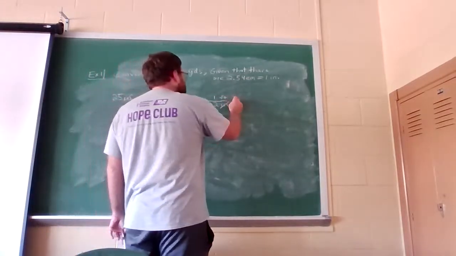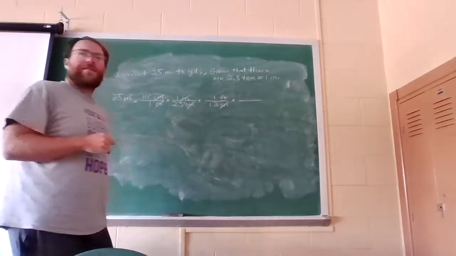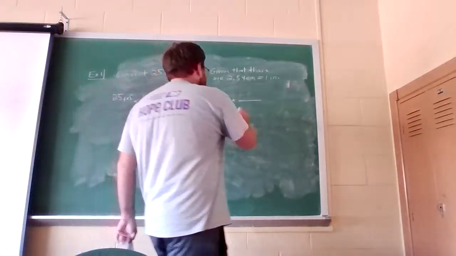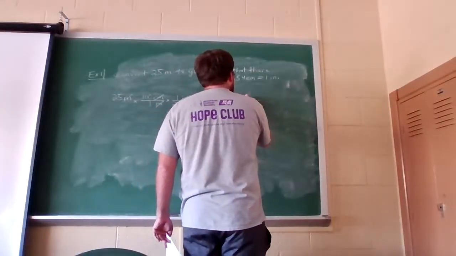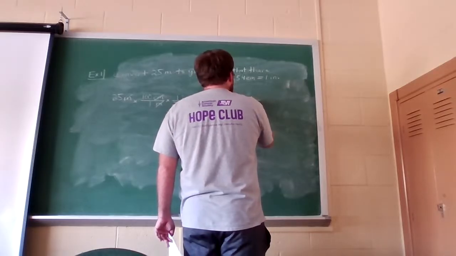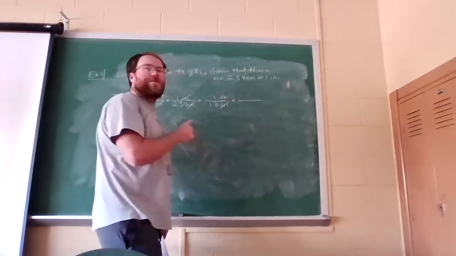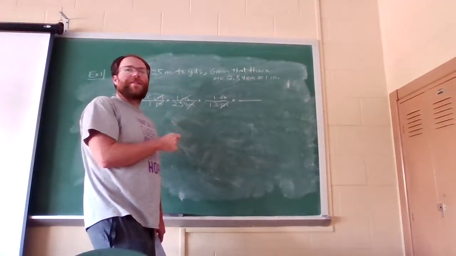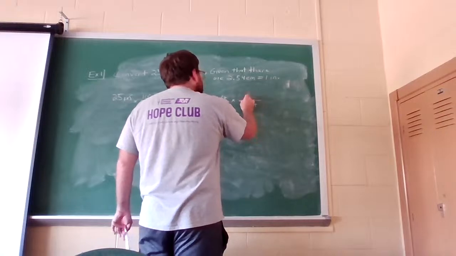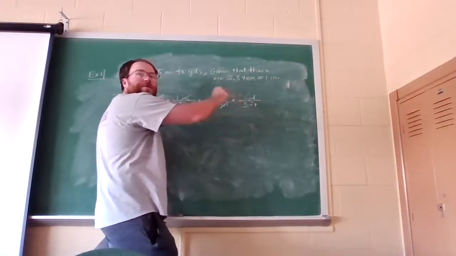Then there are 36 feet, no, 37 feet in a yard. No, there's 3 feet in a yard. So there's 3 feet in 1 yard, so 3 feet would go on the bottom. Just so this foot and that foot there will cancel.